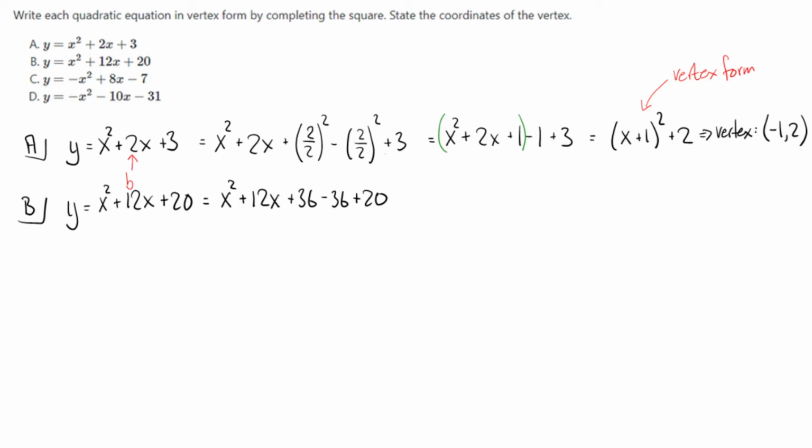So at this point, we have a perfect square trinomial right there, the first three terms. So we can go ahead and factor that. We're going to get x plus 6 squared. And then we're left with -36 plus 20, which is -16. And we have it in vertex form. So our vertex is going to be -6 as the x-coordinate and -16 as the y-coordinate.